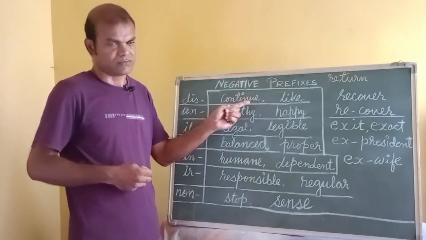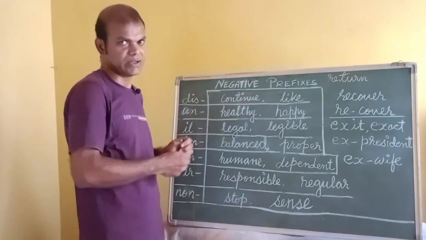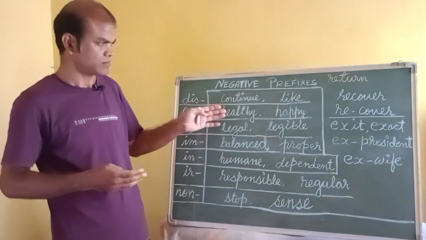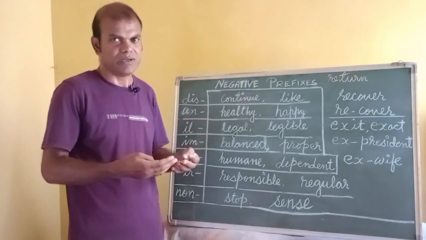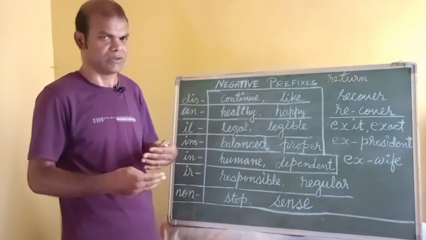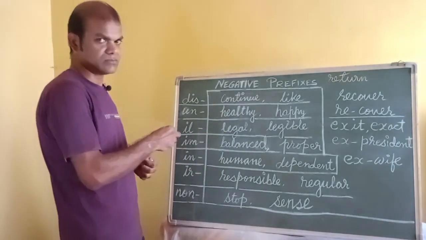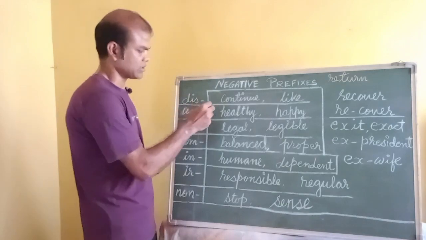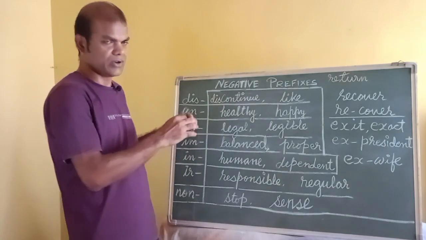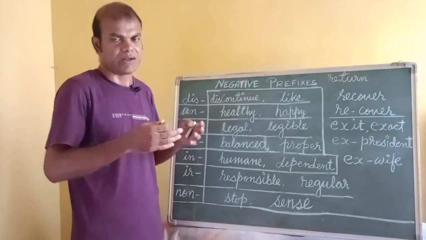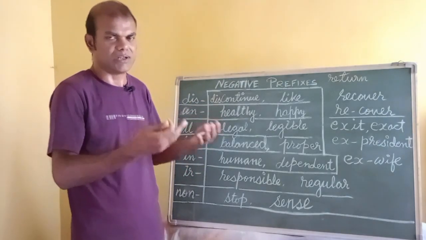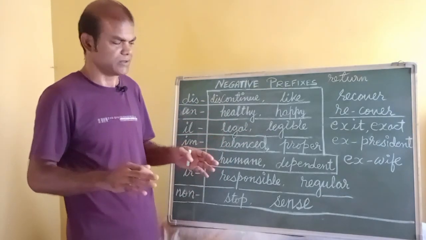Now continue. This is a root word, continue. There is no prefix or suffix in it. Continue means something which we are still doing. We didn't stop it and we are continuing. Now say we added this prefix before continue, now we got a new word, discontinue. Discontinue means we are not continuing that anymore, now we stopped it.